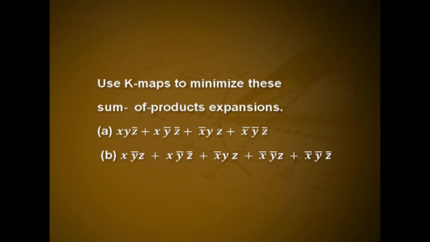Example 3 illustrates how K-maps in 3 variables are used. Example 3. Use K-maps to minimize these sum of products expansions. A: x y z̄ + x ȳ z̄ + x̄ y z + x̄ ȳ z̄. B: x ȳ z + x ȳ z̄ + x̄ y z + x̄ ȳ z + x̄ ȳ z̄.